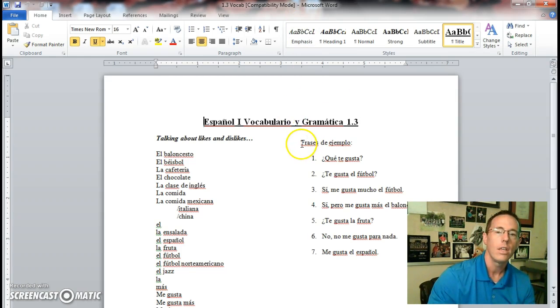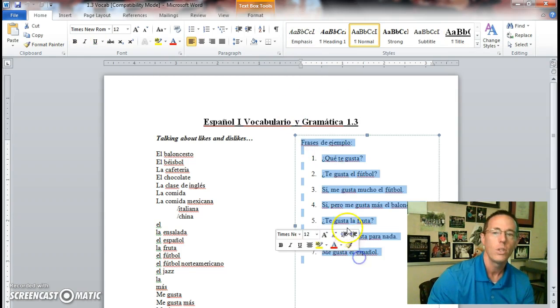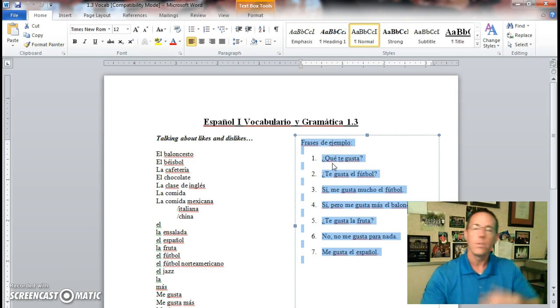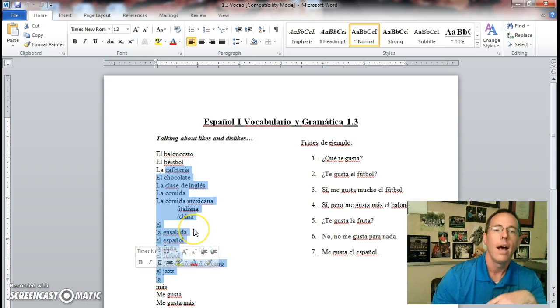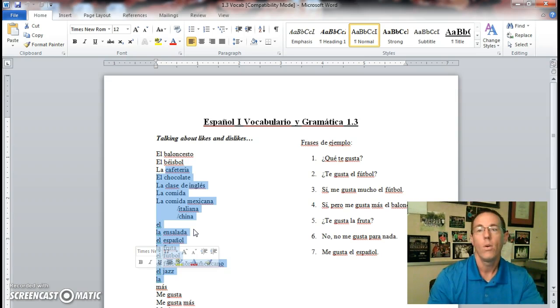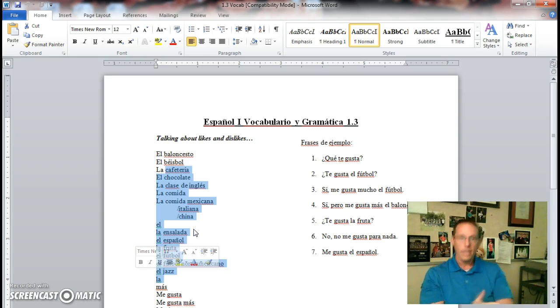We'll also take a look at these frases de ejemplo, which are example phrases, some sentences that you might use some of our new vocabulary in. When we're done with that, I'm going to show you just a few specific grammar points, and then you'll have all the tools you need in advance in order to be able to use some new grammar and vocabulary for this next week. So anyways, let's go ahead and get started.